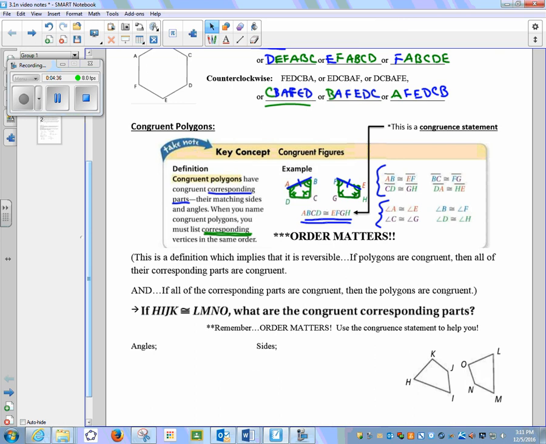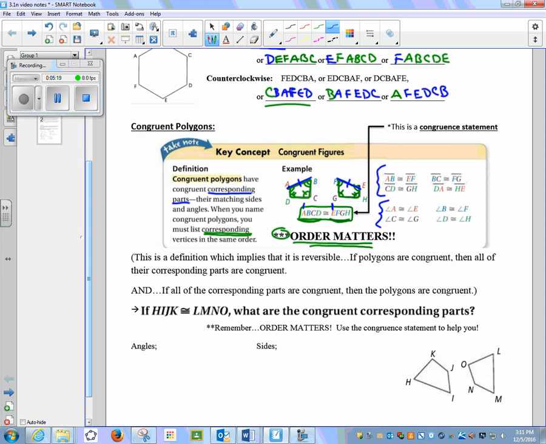Here's the key. The order matters when you are writing this congruent statement. In other words, if I'm going to call this quadrilateral ABCD, then when I name the other quadrilateral in my congruent statement, I need to put it in the order of the corresponding parts. Since I have A first here, and A corresponds with E, remember they're both red, they're congruent, then I have to start with E on the other one.